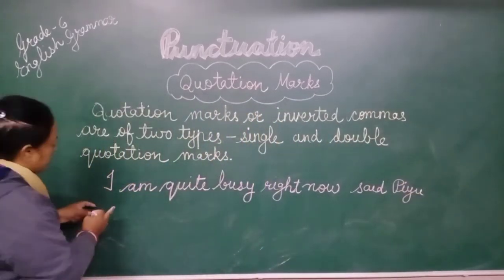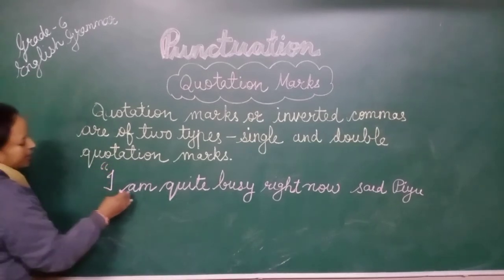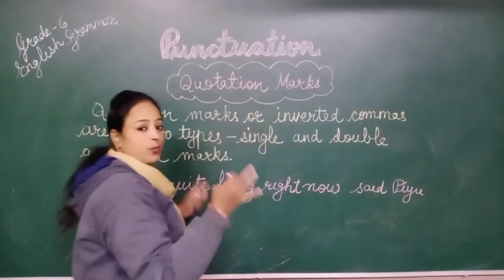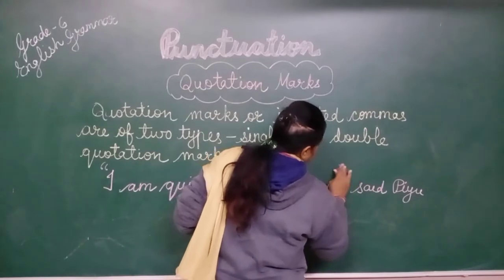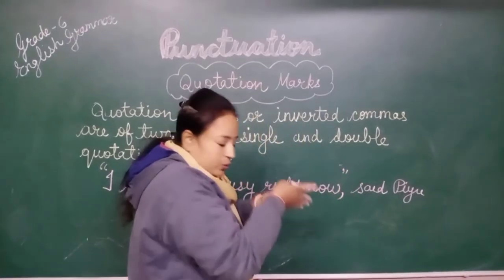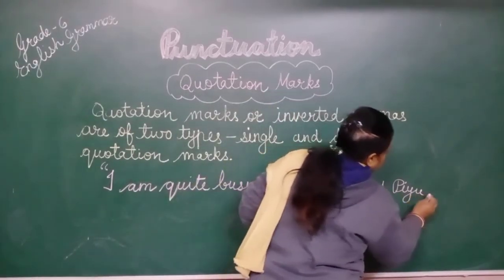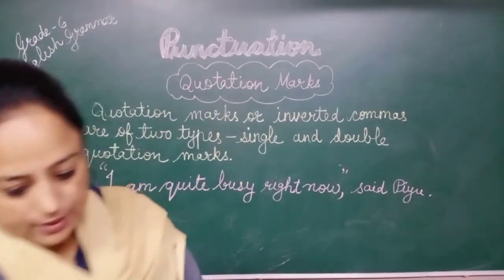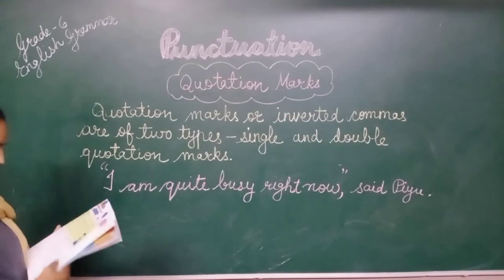The quotation mark starts from here. So we put quotation mark here. I am quite busy right now, and here the spoken word ends. So we will put a quotation mark here, comma, because we have to take some pause here, and after the sentence is complete we will put a full stop here. So these inverted commas we have to put in between the dialogues.